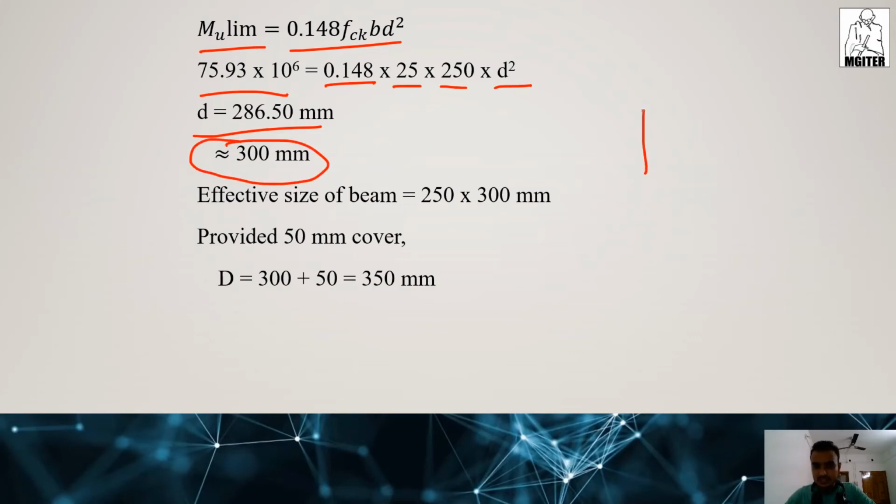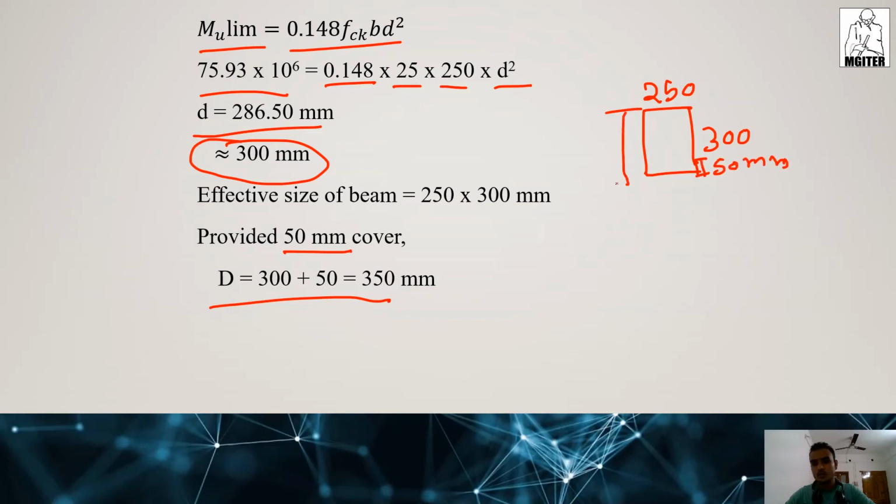So we got a cross section here. Effective cross section: width 250, depth 300. Then after that, providing 50 mm cover. So what is the overall depth? It is 350. Here we provide a cover of 50 mm, so the overall depth is 350. Simple. So the cross section of the beam is completed.